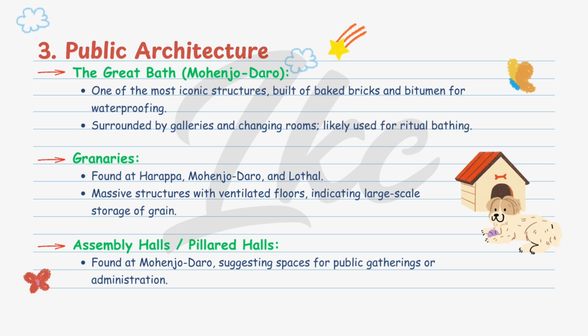Granaries. Found at Harappa, Mohenjo-daro, and Lothal. Massive structures with ventilated floors, indicating large-scale storage of grain. Assembly halls or pillared halls. Found at Mohenjo-daro, suggesting spaces for public gatherings or administration.